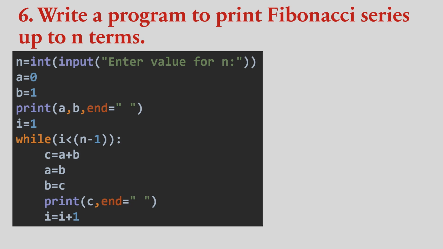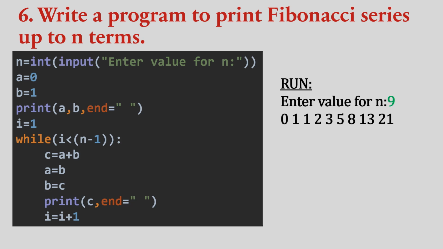Why? Because in the series we are already having two terms. The first two terms, A and B, are already there in the series. So we have to print the rest of the terms, that means n minus 2 terms. So to print n minus 2 terms, we have given the condition as I less than n minus 1, or you can give I less than or equal to n minus 2, anyway it's possible.